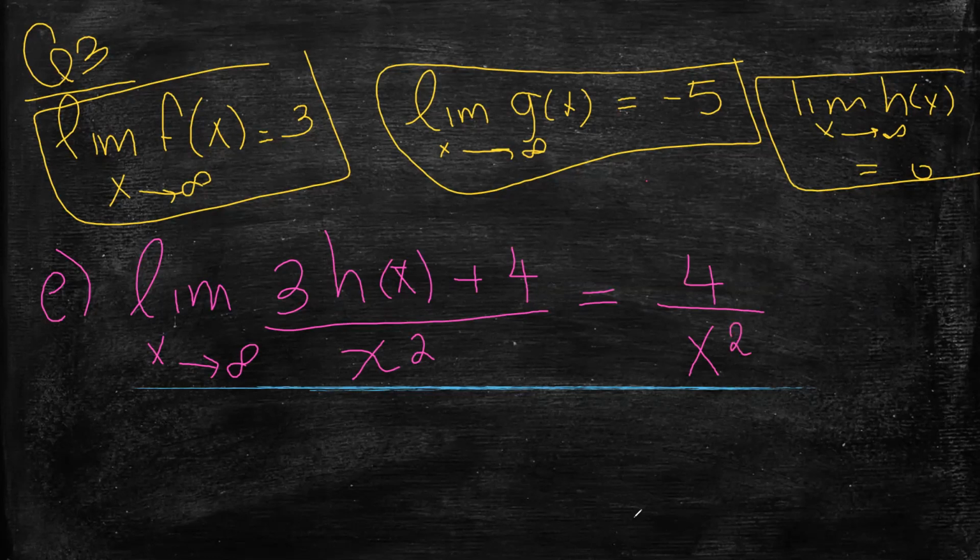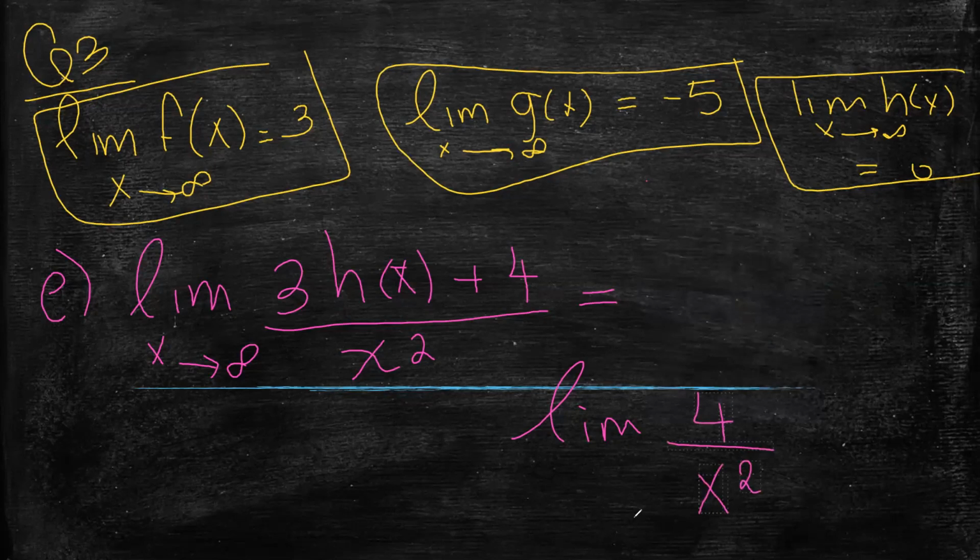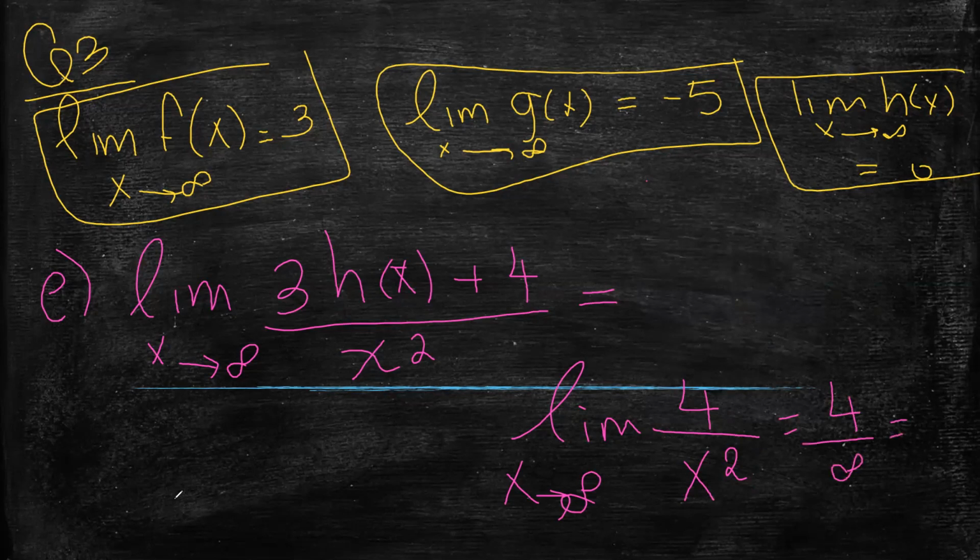So the answer here is limit 4 over x squared when x approaches infinity. Then 4 over infinity, which is 0. Thank you, Sadan. Thank you so much.